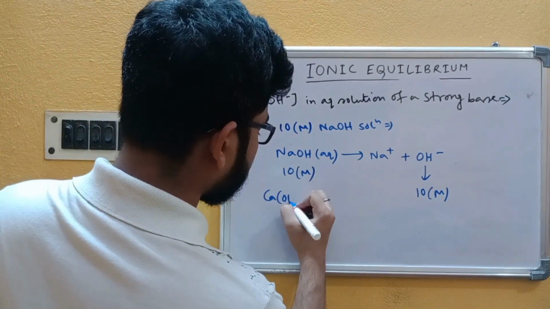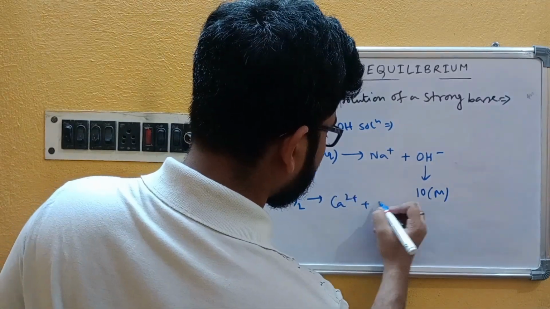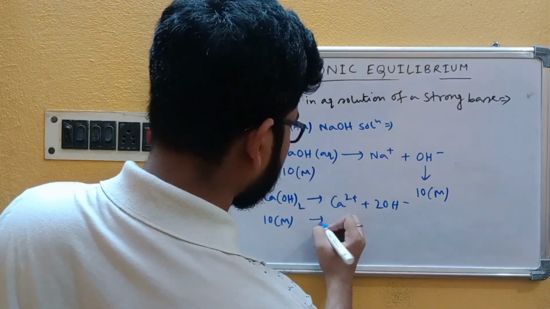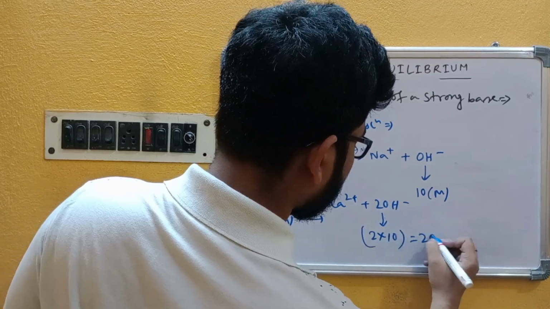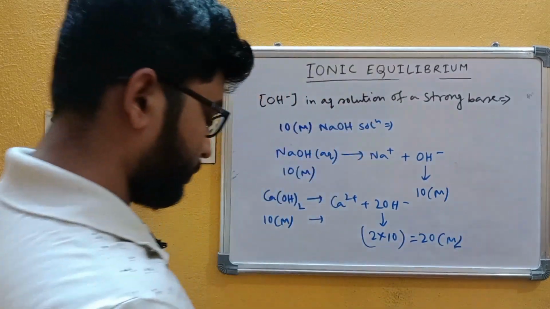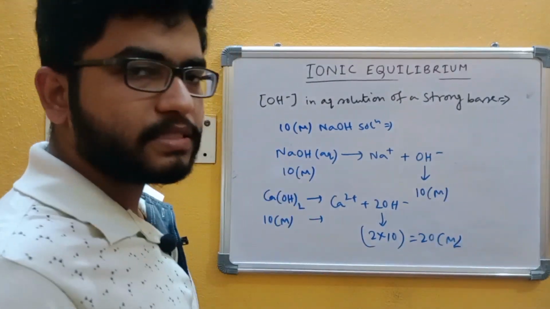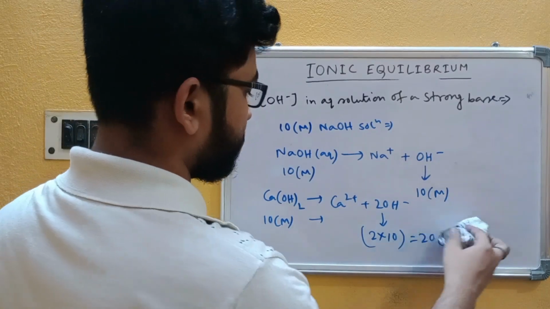If there is calcium hydroxide, then it will be Ca2 plus and 2 OH minus. If 10 molar is given, then it will be 2 into 10, it will be 20 molar. So this is how we calculate the concentration of H3O plus and OH minus in aqueous solution of a strong acid and strong base respectively.